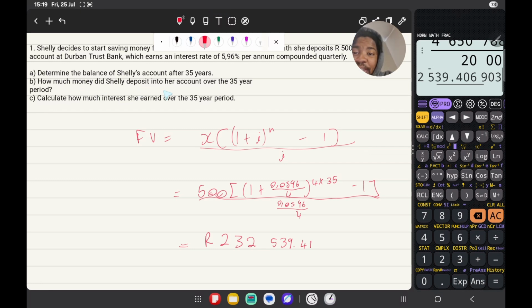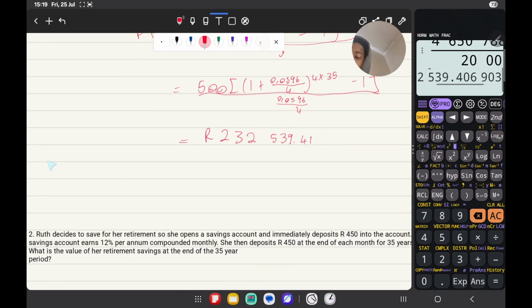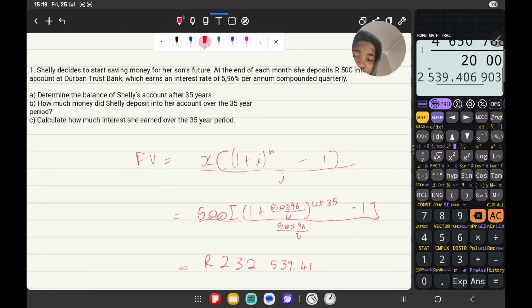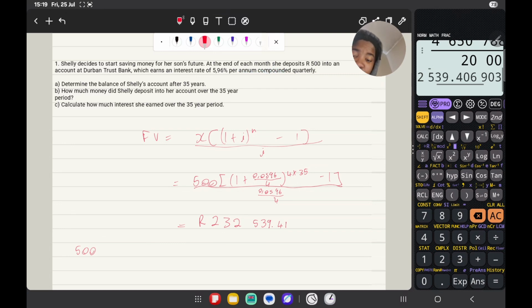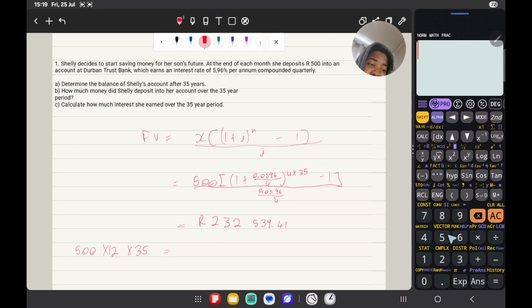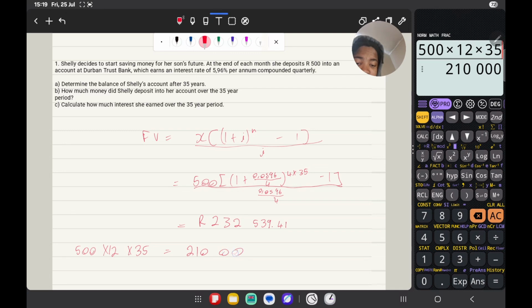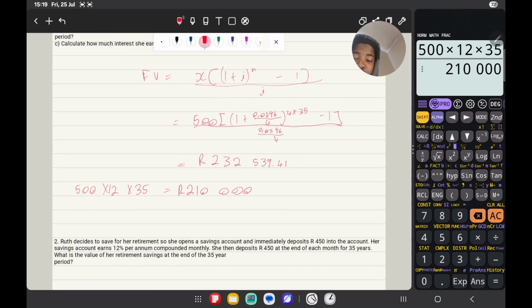And then how much money did Shelly deposit into the account? Basically the money is gonna be 500, which she deposited at the end of each month, so every month. So we have times 12 for a year, and then times 35 for 35 years, right? So 500 times 12 times 35, right? We get the amount 210,000 rands, yeah?